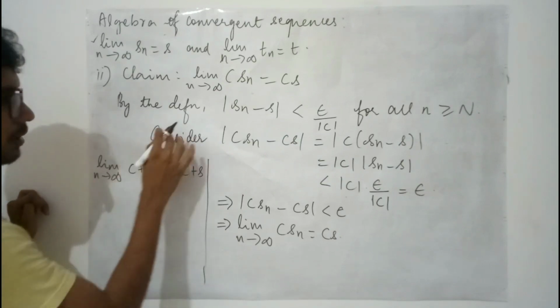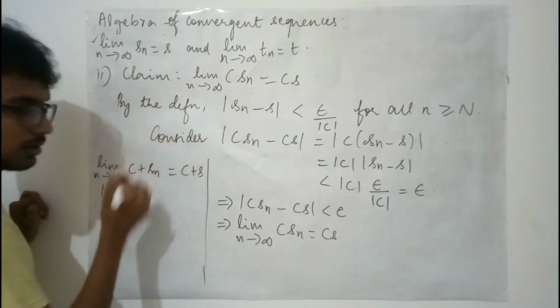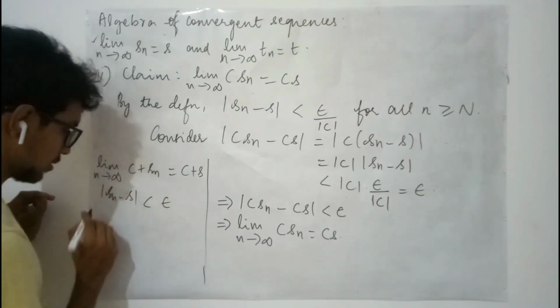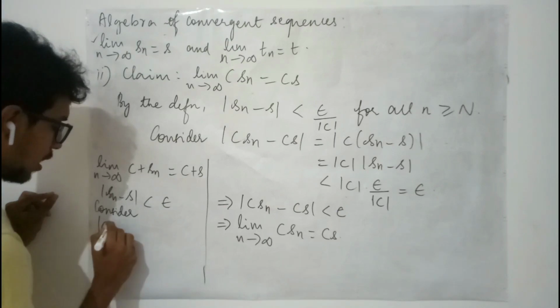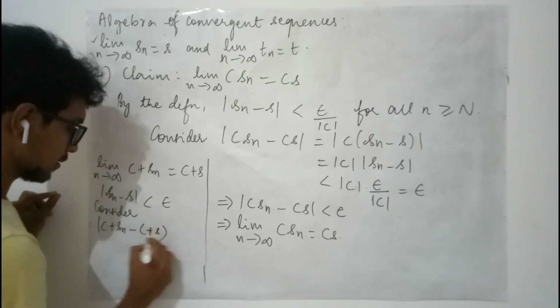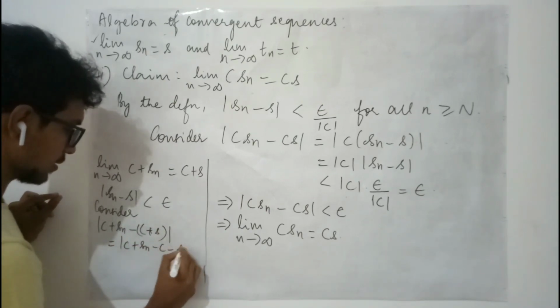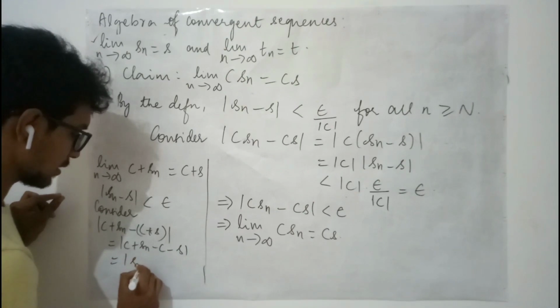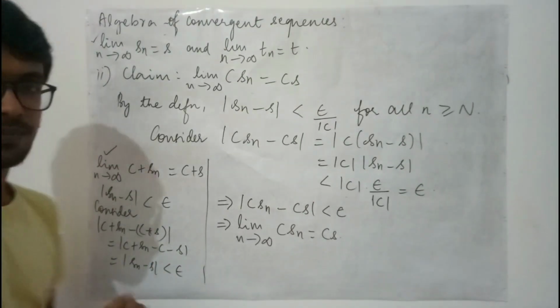Here, from the definition, I am going to have this assumption, and consider the absolute value of (C plus Sn) minus (C plus S). So this is C plus Sn minus C minus S. C gets cancelled, so we have the absolute value of Sn minus S, which is less than epsilon, and this is the proof.